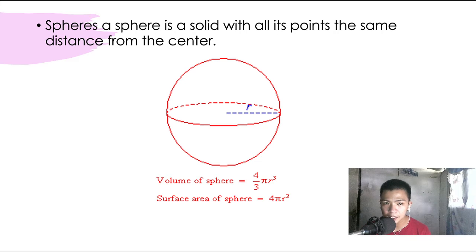Spheres. A sphere is a solid in which all points are at the same distance from the center. In this figure, they are focused on the distance from the center, which means that we call it a sphere. The important things here are the volume of sphere and the surface area of sphere. Try to memorize it. So next slide.